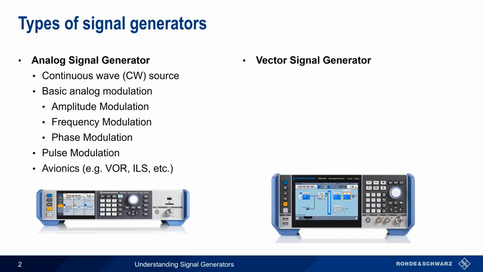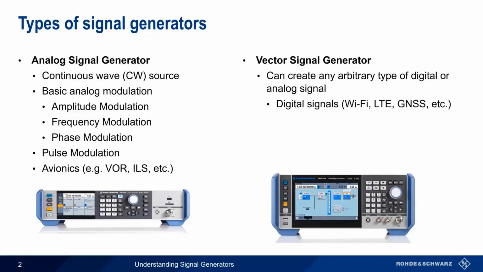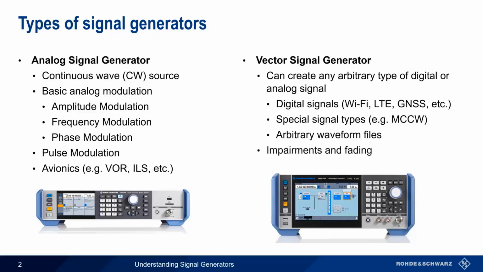A vector signal generator, on the other hand, can create any arbitrary type of digital or analog signal. For example, a vector signal generator can produce different types of digital modulation, such as the different flavors of Wi-Fi, cellular standards like LTE and 5G NR, GPS and other global navigation systems, etc. They can also produce special non-digital waveforms like multi-carrier CW, where a large number of individual tones are produced. Vector signal generators can also play out so-called arbitrary waveform or ARB files. And unlike analog signal generators, many vector signal generators can introduce various signal impairments, like noise and interferers, as well as fade the generated signals to model real-world propagation effects.